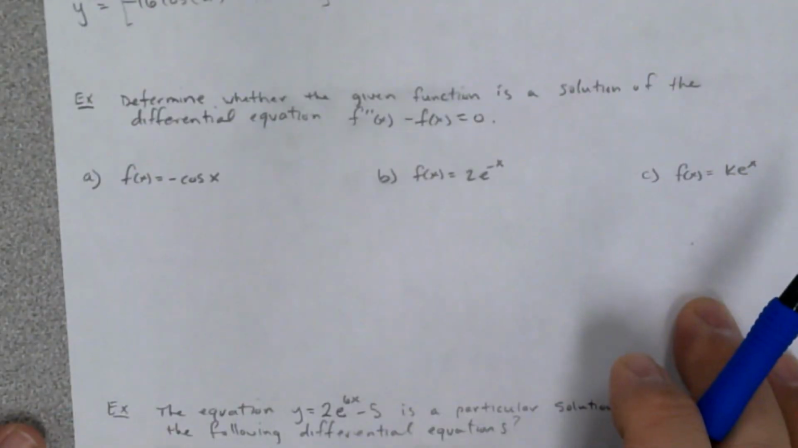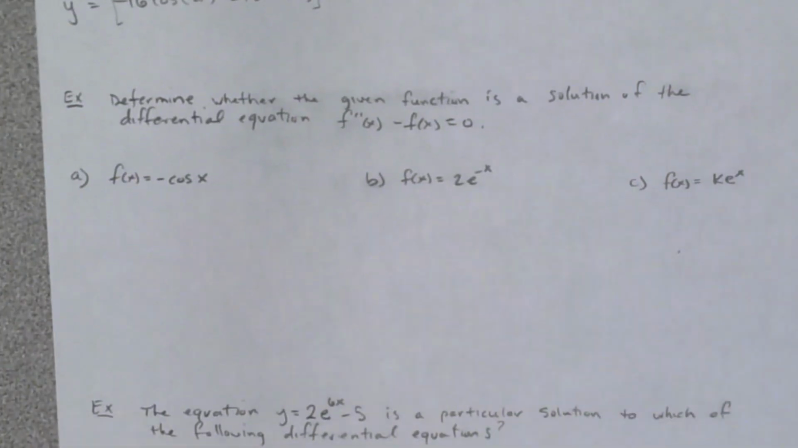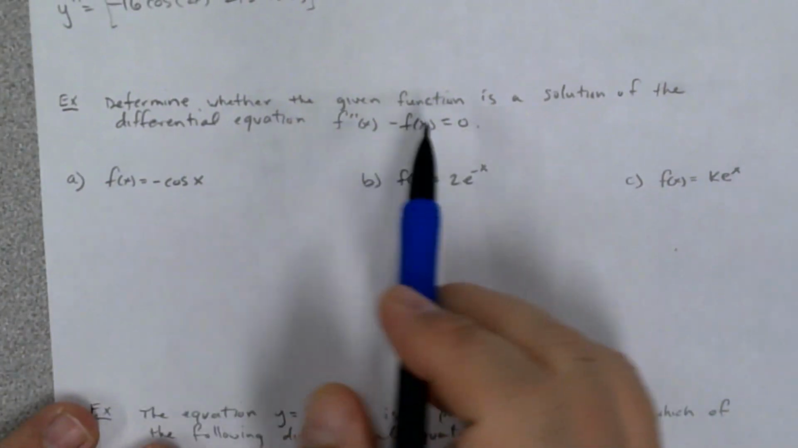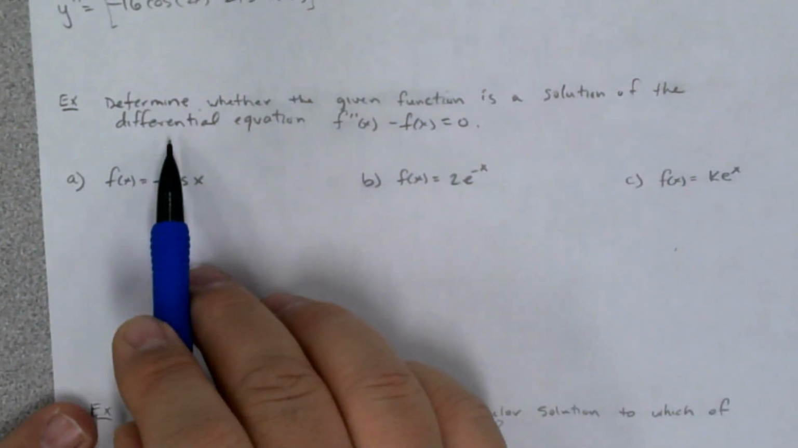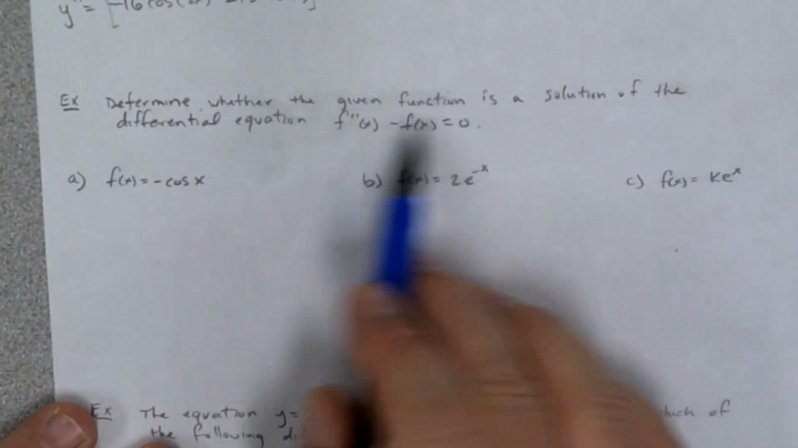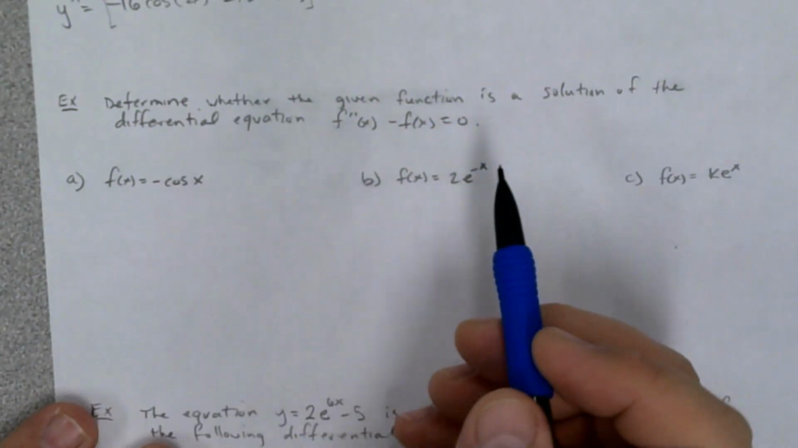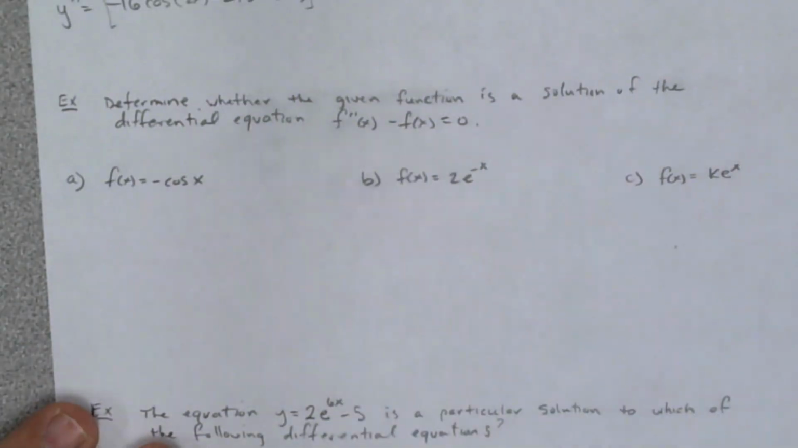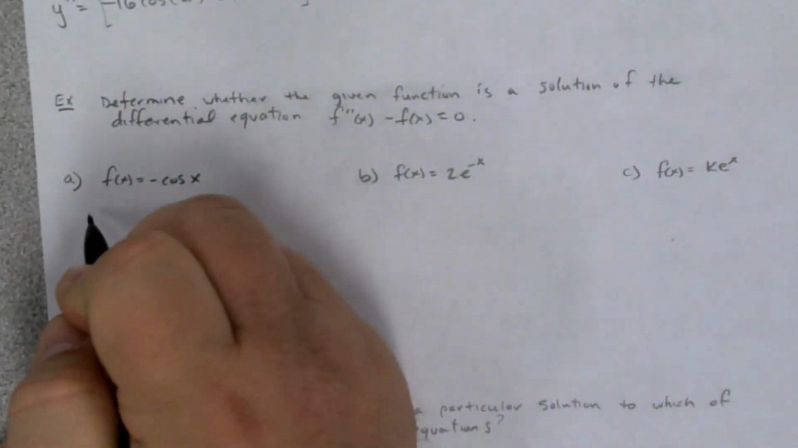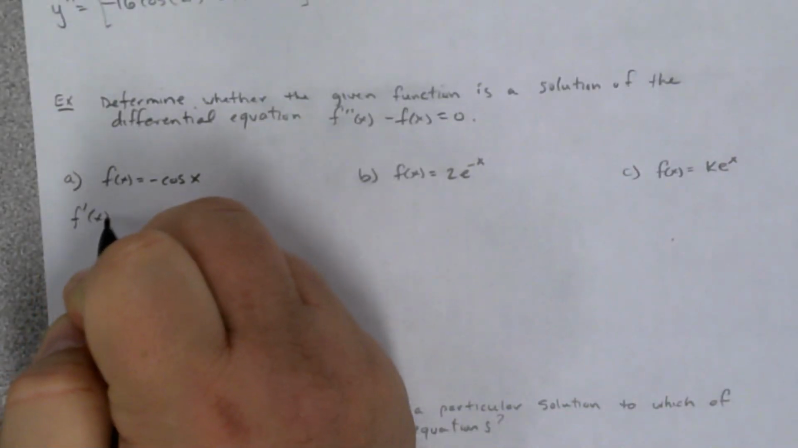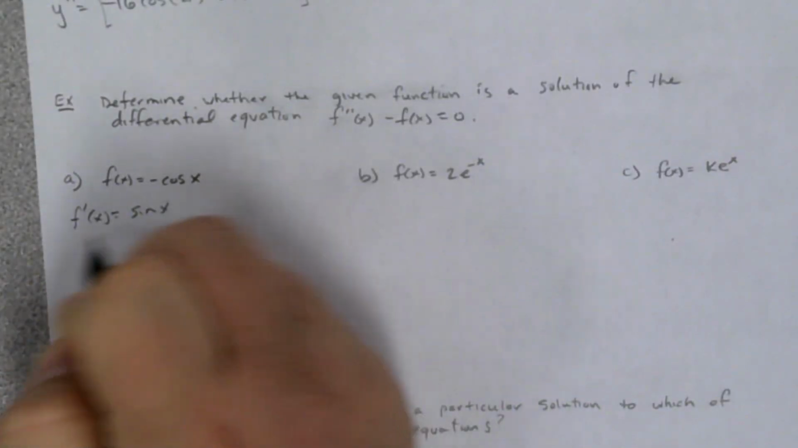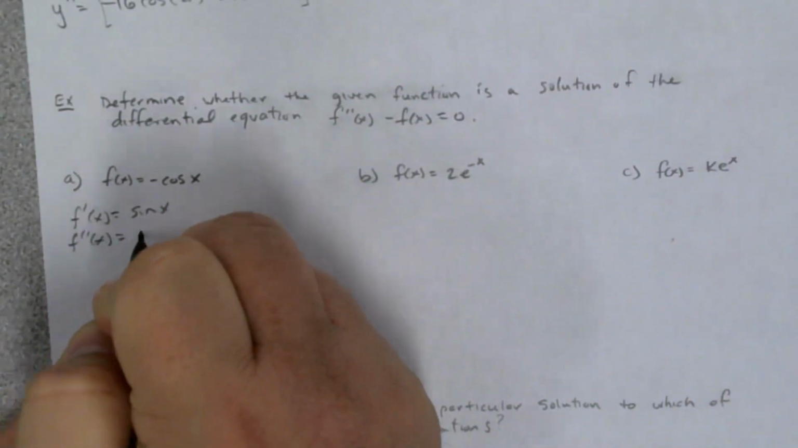Down here is another example, kind of walking through it a couple of times real quickly here. Determine whether the given function is a solution of the differential equation. And again, f double prime minus f equals 0. If this is f, does it work? Well, in all of these cases, I have to find the second derivative. So doing that real quickly here, f prime of x is the sine of x. F double prime of x is the cosine of x.